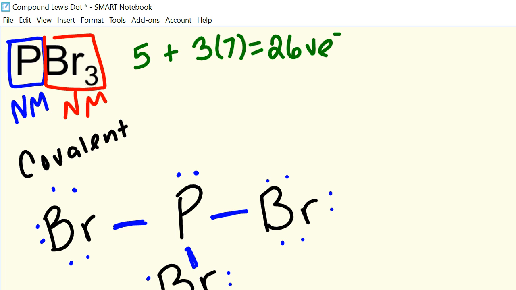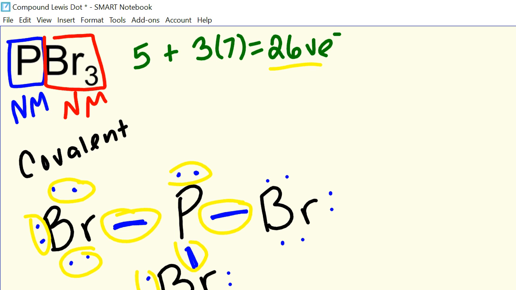Now once we bonded everybody and made sure that the octet was filled, we want to go back and count how many total electrons we now have in this diagram, because we're trying to make sure that we get to 26. So Br has 2, 4, 6, 8. It's good. 10, 12, 14, 16, 18, 20, 22, 24, 26. It matches the total number of valence electrons that we're supposed to have, so that structure is correct.